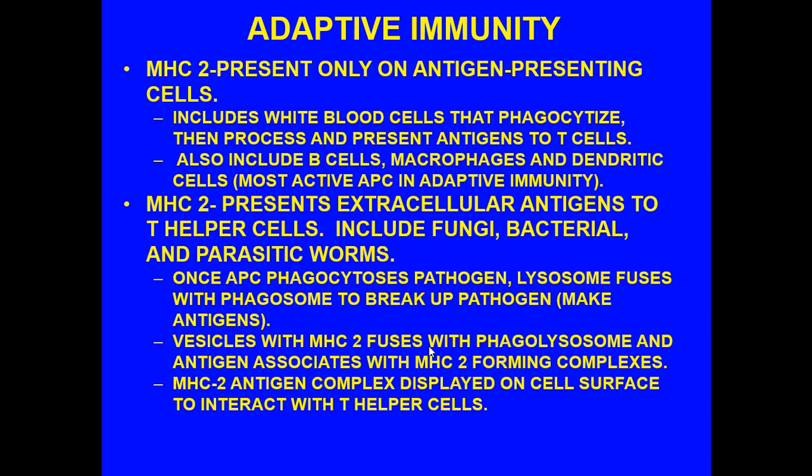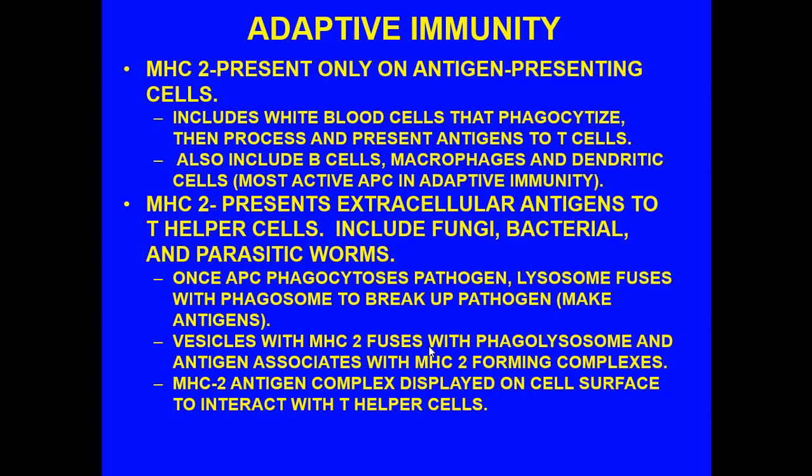But what about MHC2? This is only present in antigen-presenting cells. What kind of antigen-presenting cells are we talking about? B cells, white blood cells that phagocytize, then process and present the antigens to T cells. So that will include, obviously, macrophages, dendritic cells. Actually, the most active APC in adaptive immunity is dendritic cells. And those will move throughout the lymphatic system, come into contact with something, and then begin the process. The process is that the MHC2 presents extracellular antigens to T helper cells.